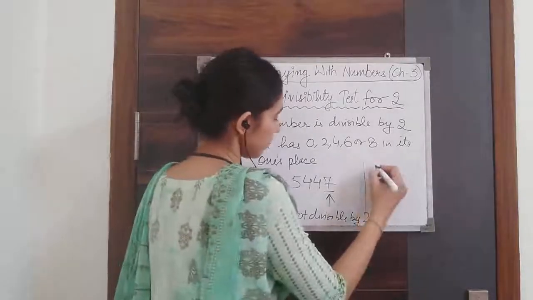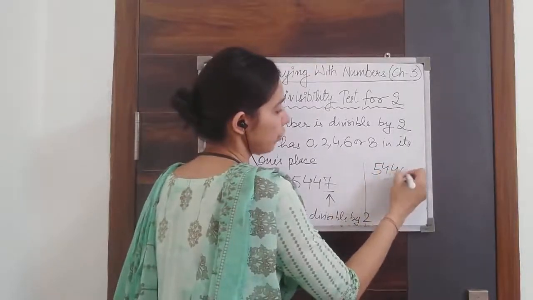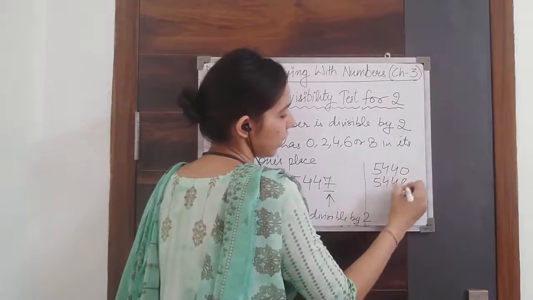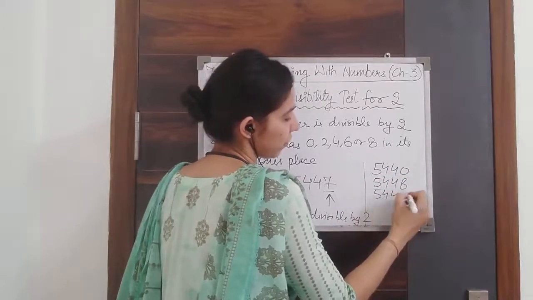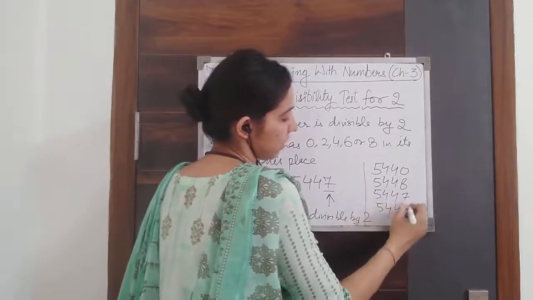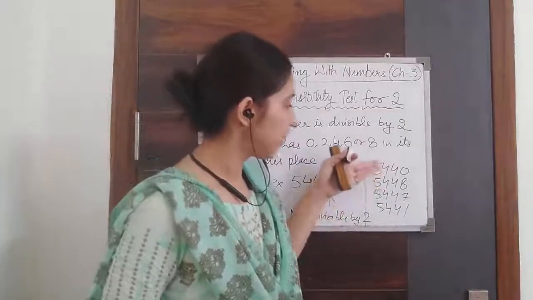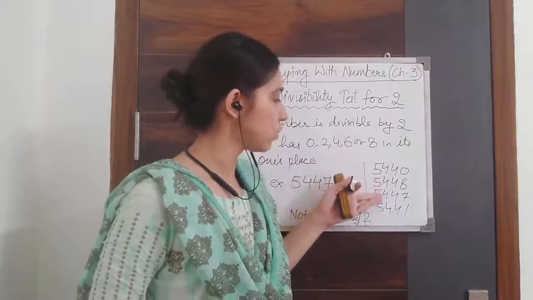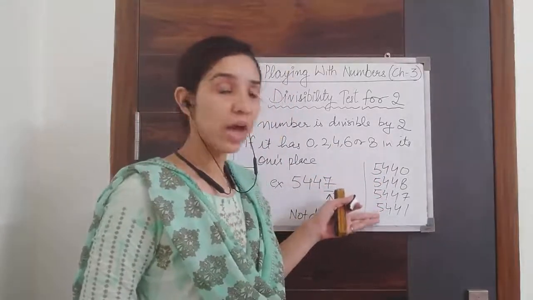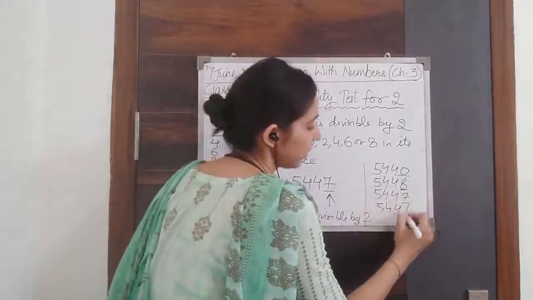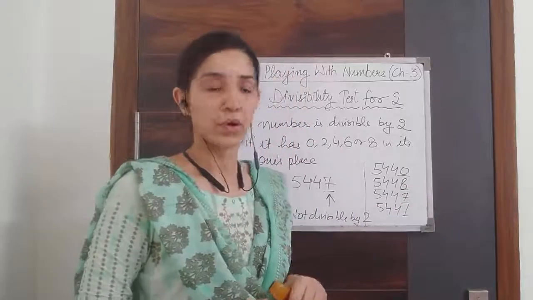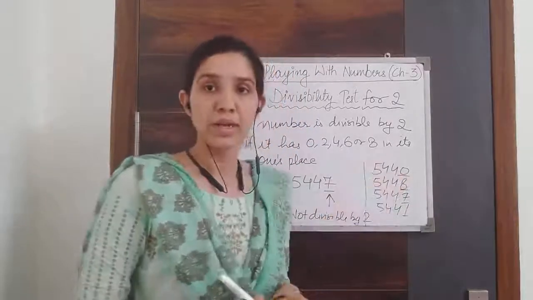Suppose we have 5440, 5448, 5447, 5441. You can easily tell within a second this number is divisible by 2, this is divisible by 2, this is not, this is not. How? By just checking the last digit or ones place digit.